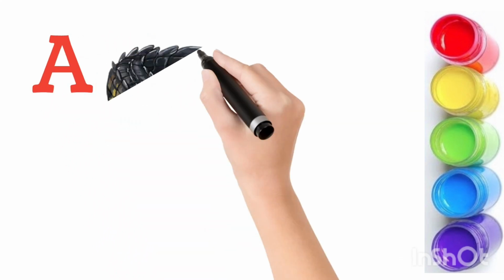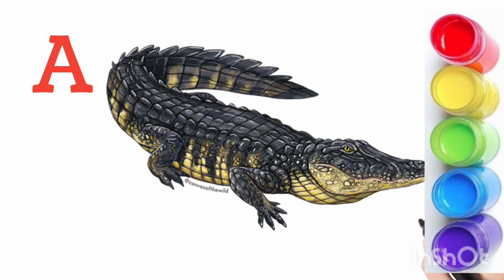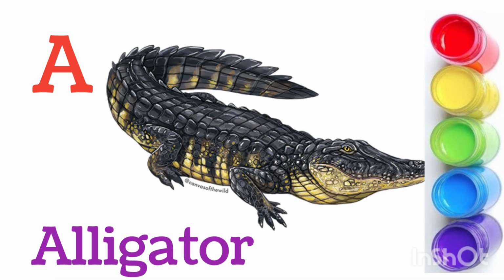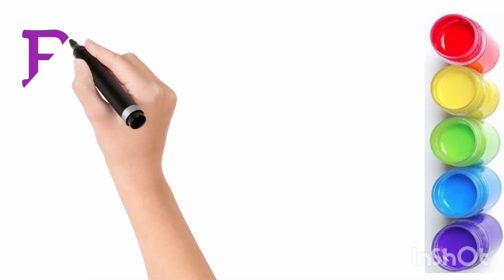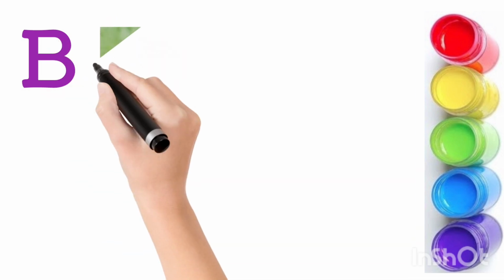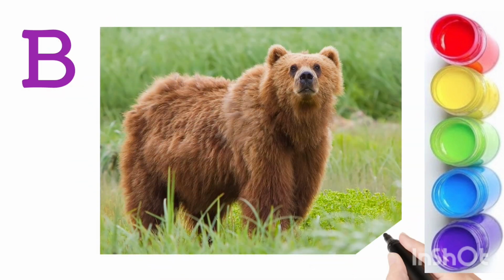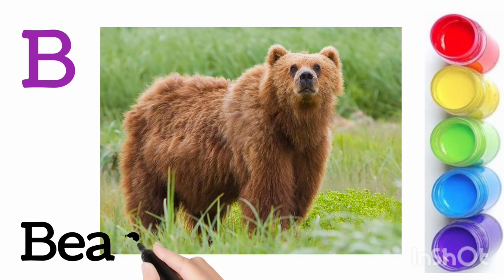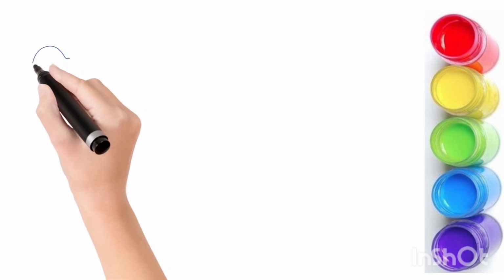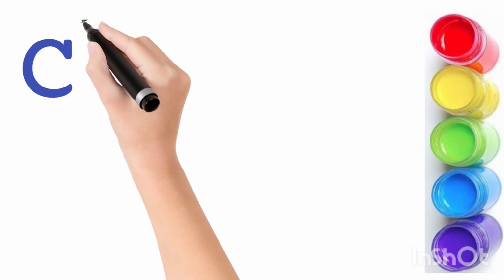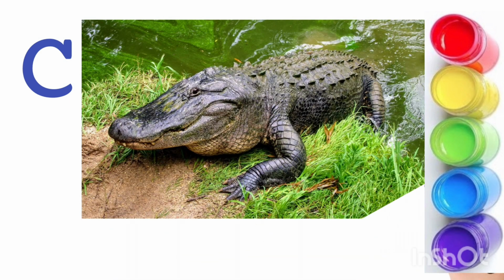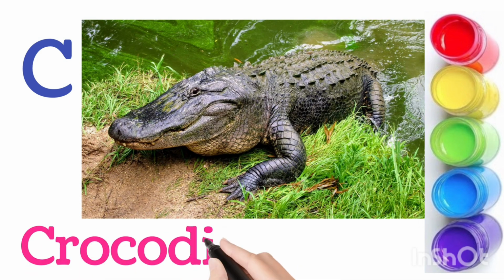A is for alligator. B is for bear. C is for crocodile.